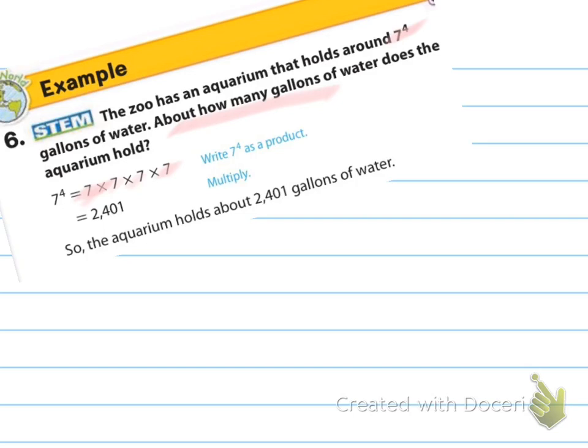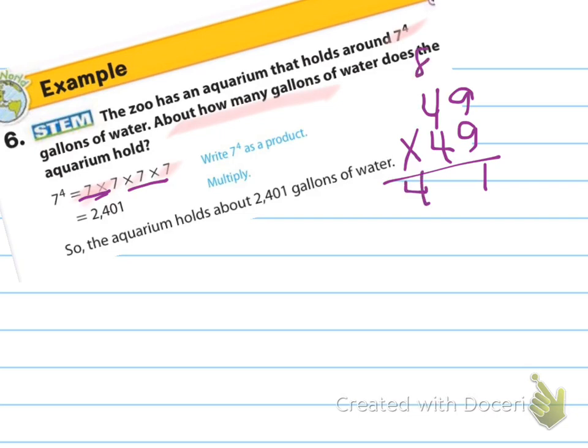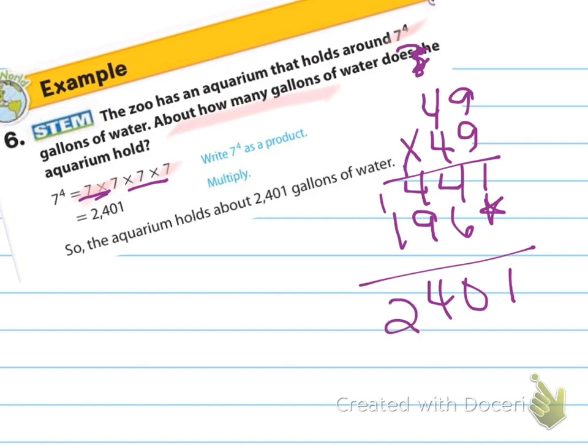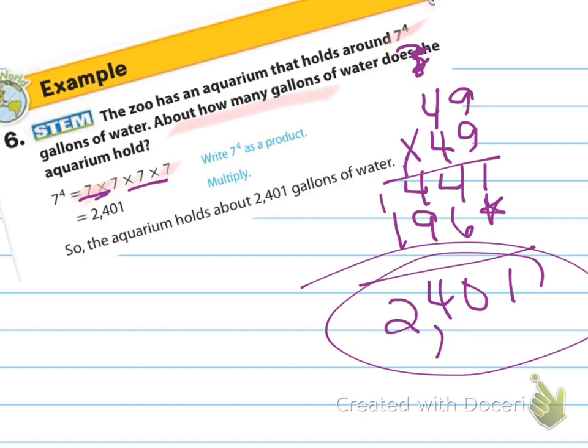So 7 times 7 is going to be 49. And the other 7 times 7 is going to be 49. And so if you'd like to, this is how I like to do it. I like to group things together. And I'm going to multiply this out. Don't forget your little star here. Then we add. And then when we figure out the total, we get 2,401 gallons of water. All right, so 7 to the 4th power, 7 times 7 times 7 times 7.